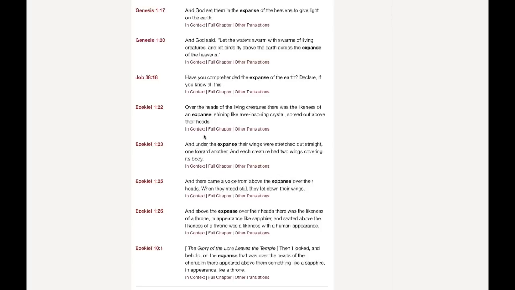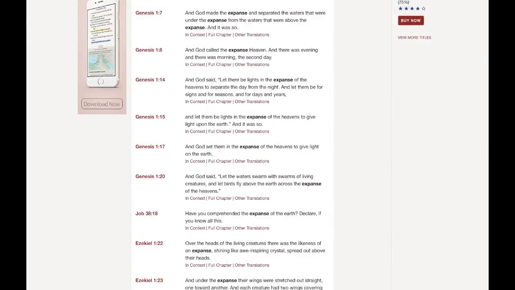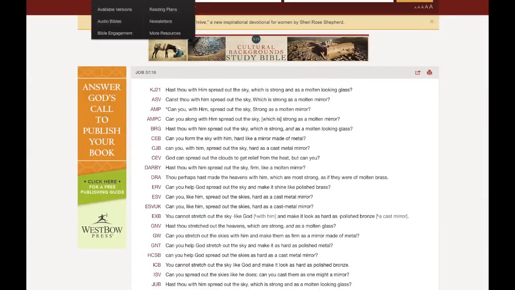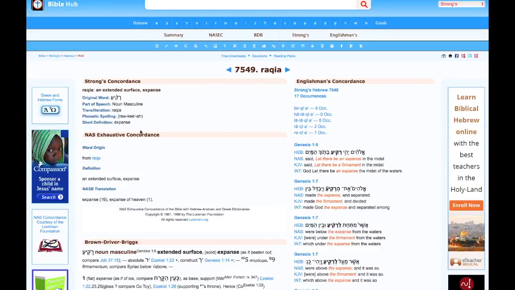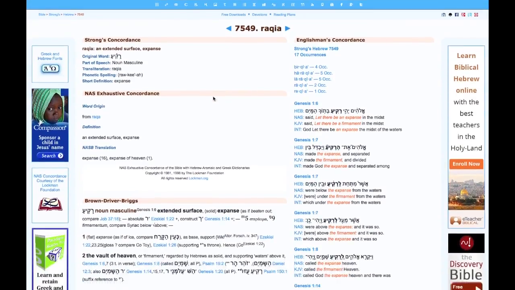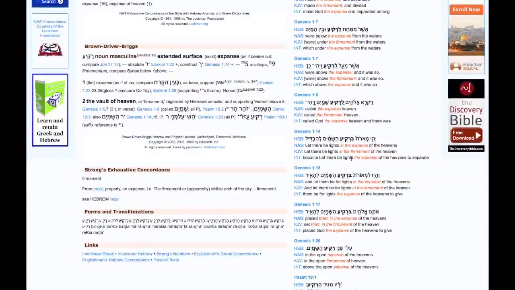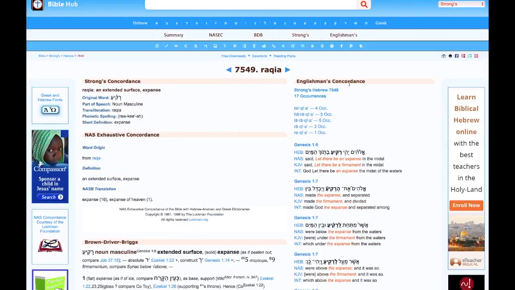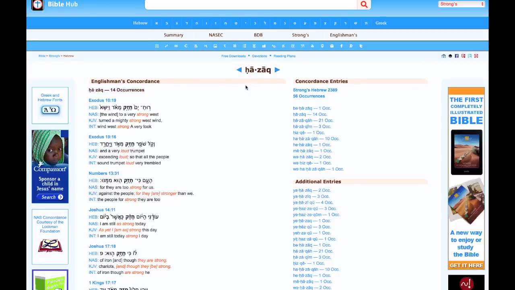Expanse. It just means expand. It's a bit of a vague word. It's a difficult word. Rakia, right here, 7549. And you can see a lot of versions use the word expanse. Some use firmament, but what does the word firmament mean? We just don't even use that word.